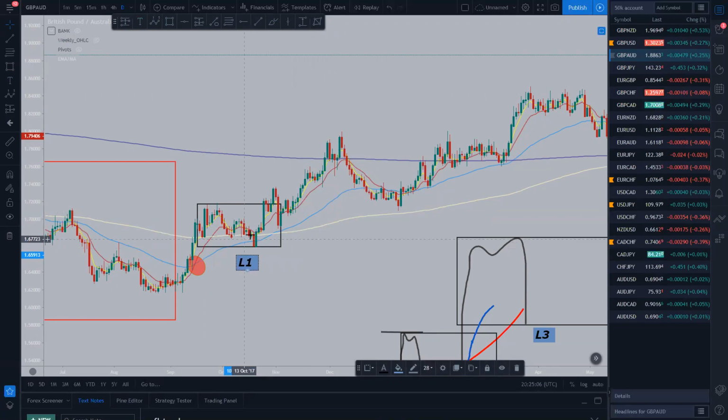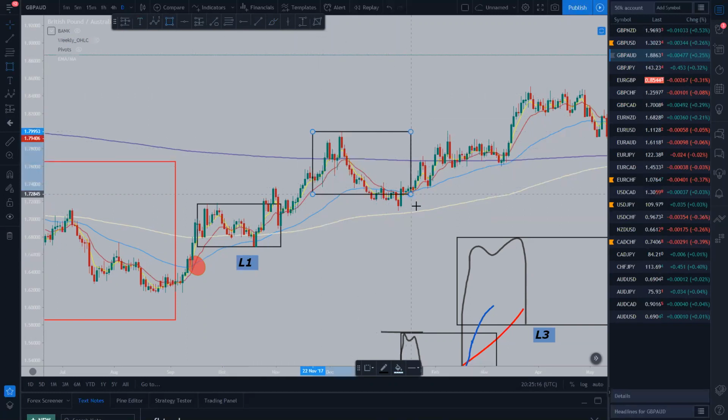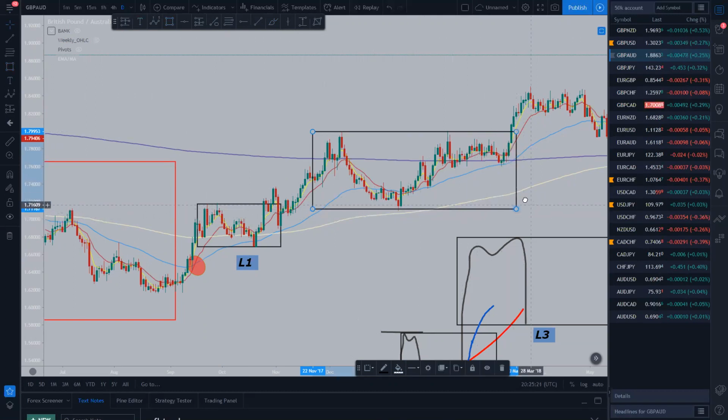Again, price then came up and it left this area up until this point before coming down and closing below the region. So I'm going to take that box from that point to the lowest point before reversing back. This is now my level 2 consolidation.